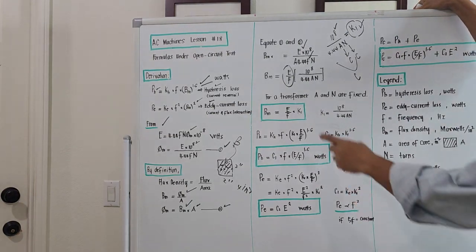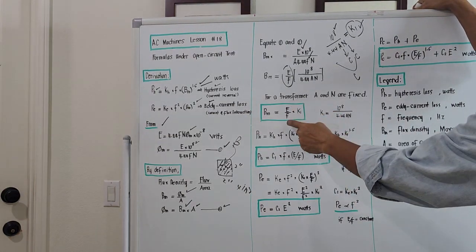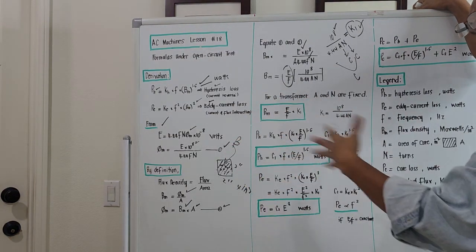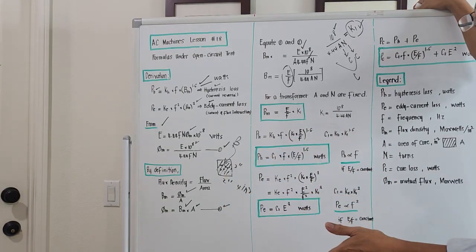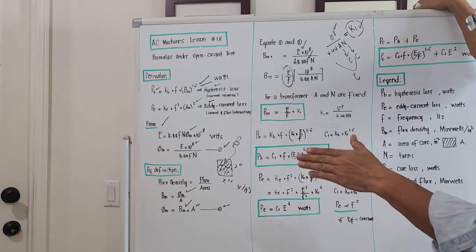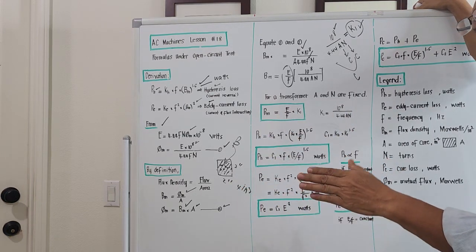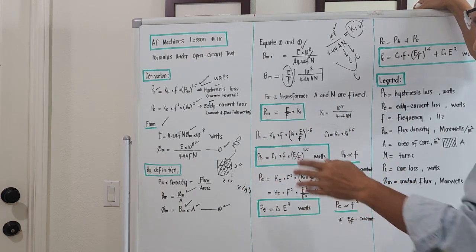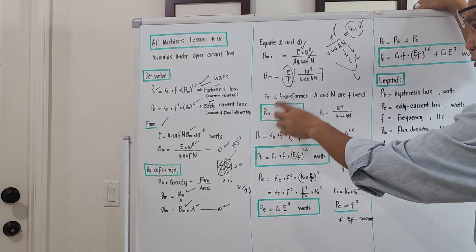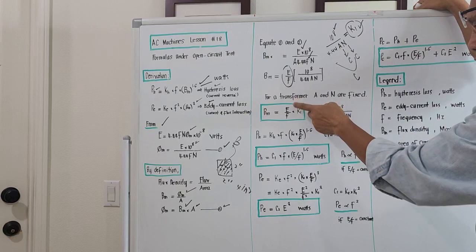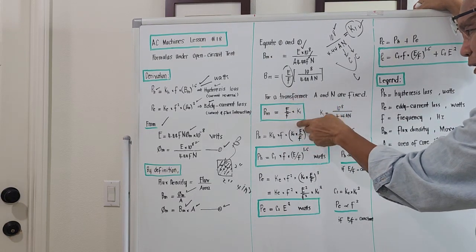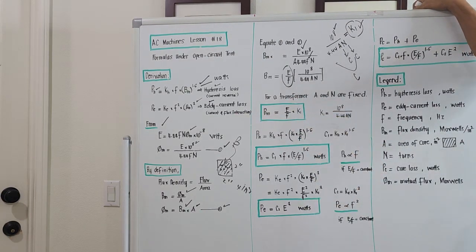This E here is variable, frequency is variable. It could change, depending on the power system. If you change the frequency, of course the flux density will change. If you change the induced voltage, of course the flux density will also change. So this induced voltage and frequency are both variable for the meantime. This is times K1.